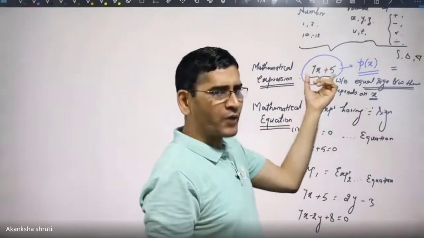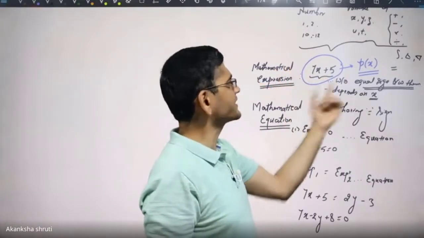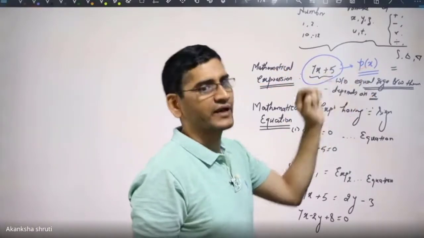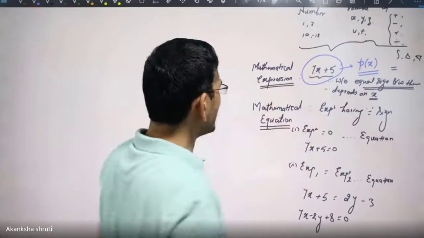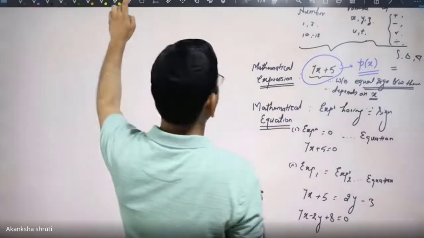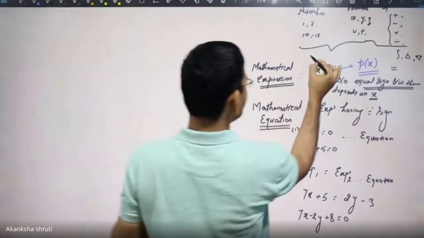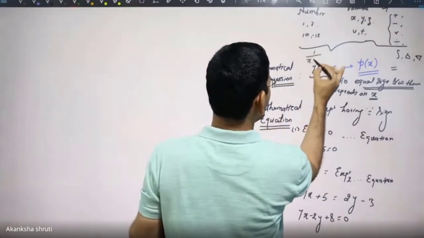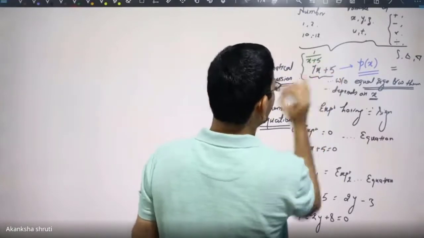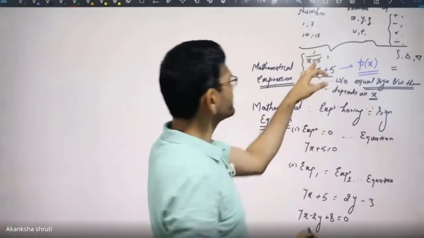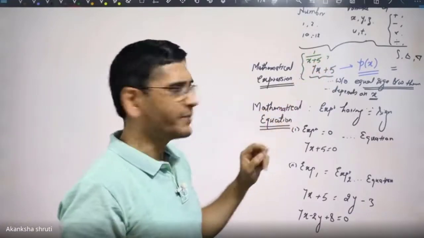So when it becomes a polynomial, or when any mathematical expression can be called a polynomial, that we have to understand. So students, the expression 7x plus 5 we have written here. We may take another example. Let me take the other one. Even if I am taking 1 by x plus 5, this is also a mathematical expression, but 1 by x plus 5 is not a polynomial.